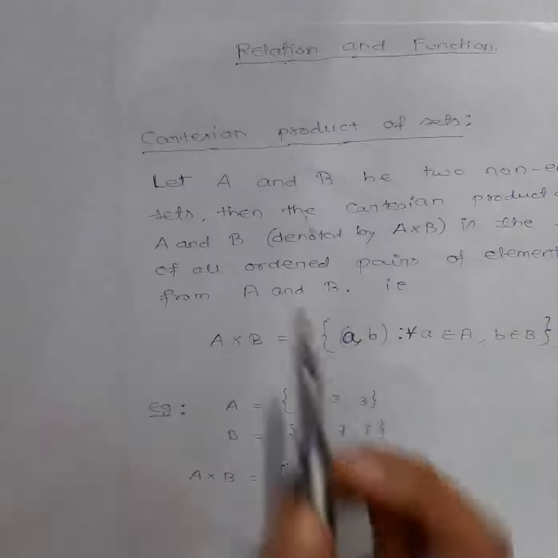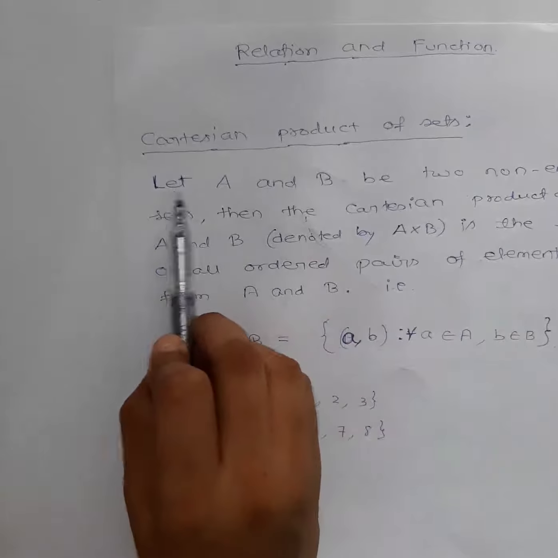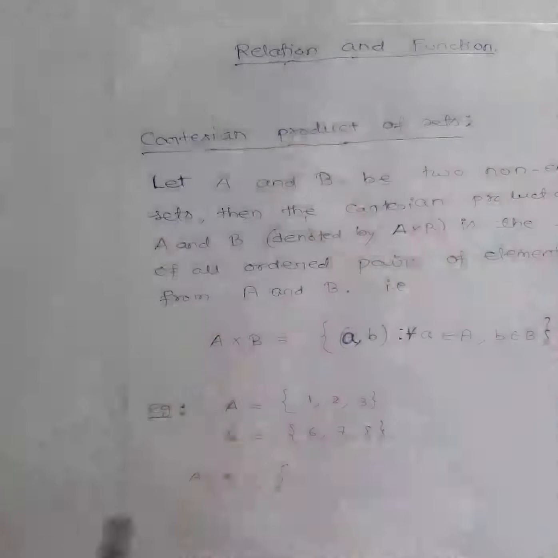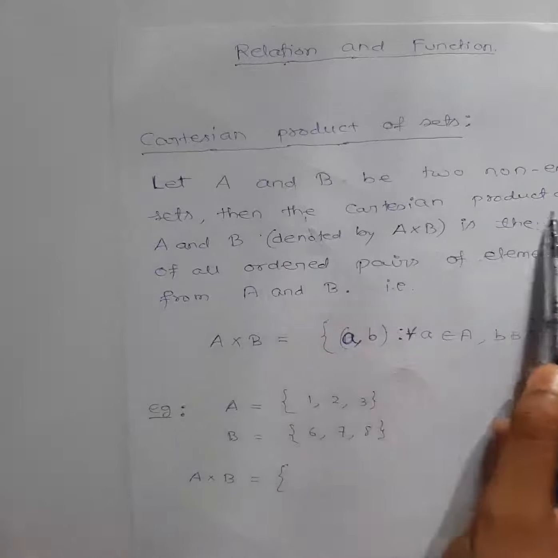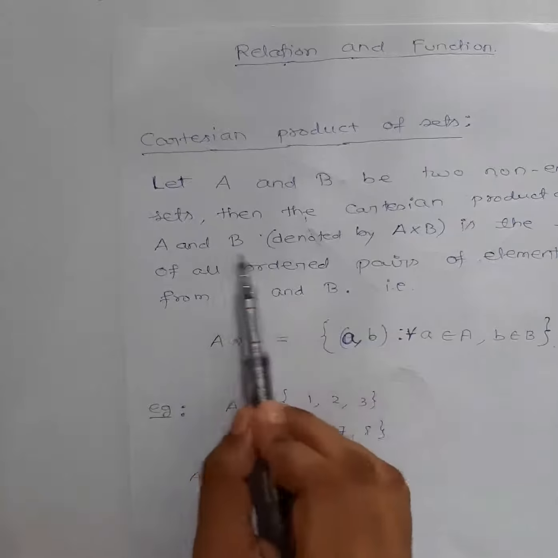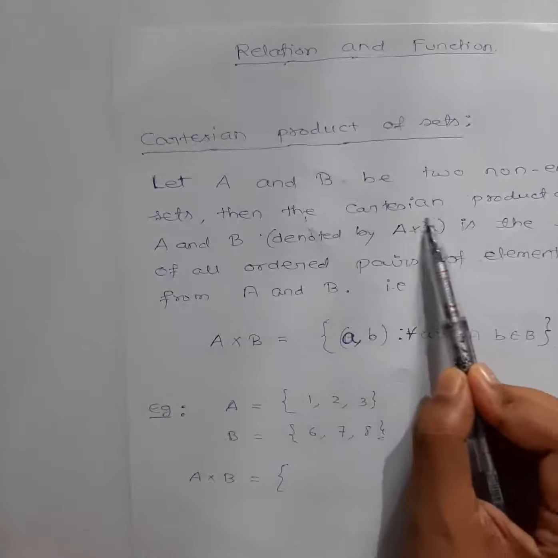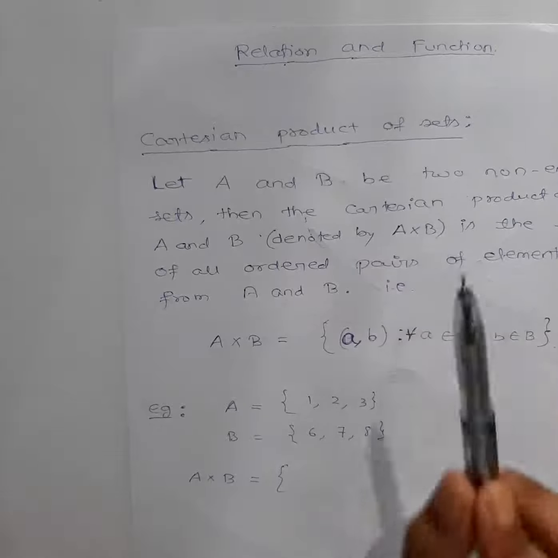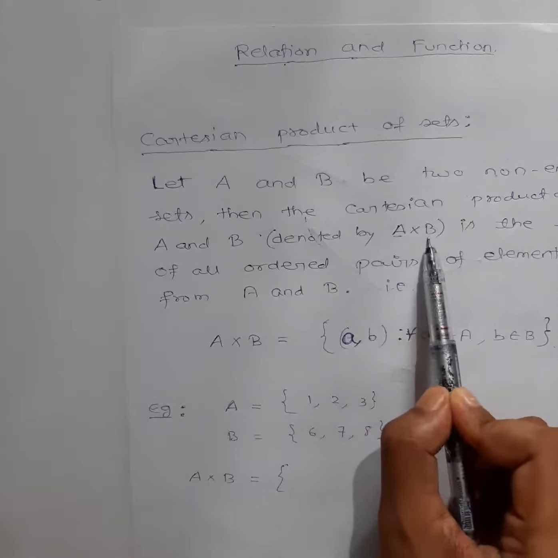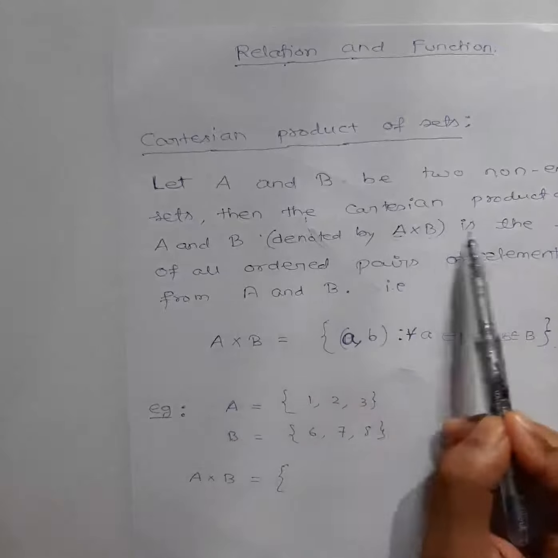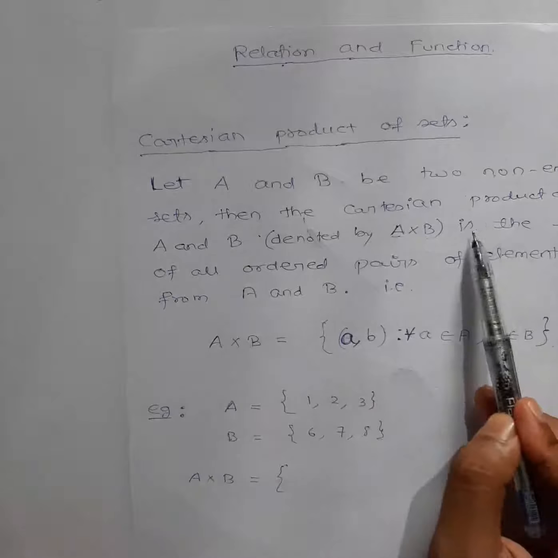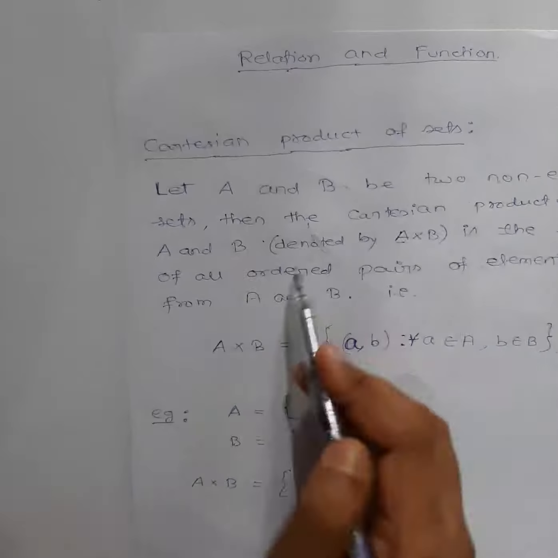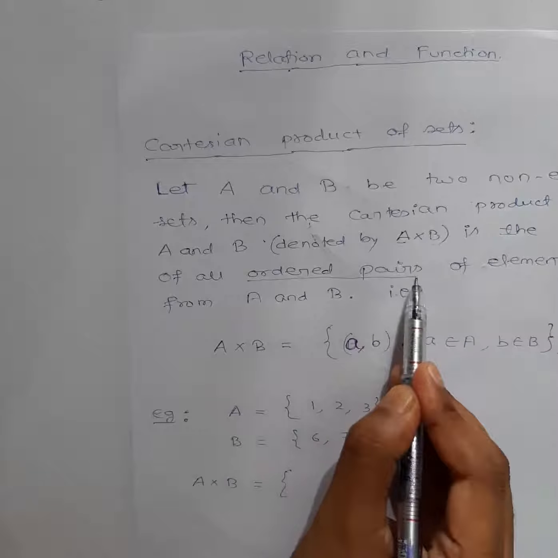Okay, so suppose you have two sets, let A and B be two non-empty sets. Suppose you have two random sets. Then the Cartesian product of these two sets A and B is denoted by this notation: A cross B is the notation of Cartesian product. Whenever you see this, understand that this is the Cartesian product between A and B. Okay, so what is Cartesian product? It is a set of all ordered pairs. Why they have said ordered pairs, that I will also explain.